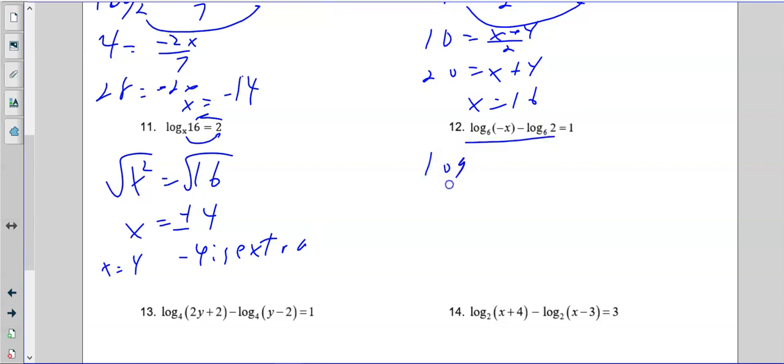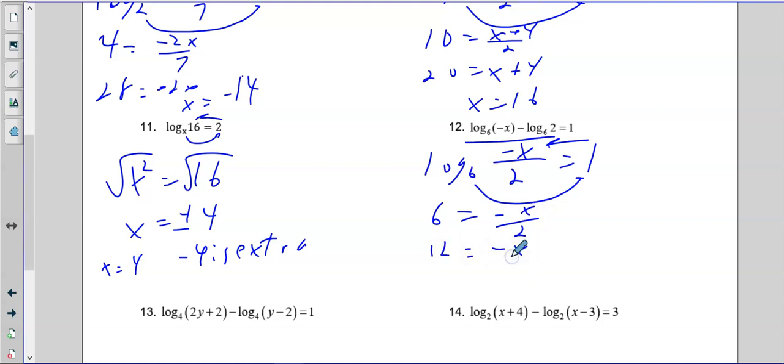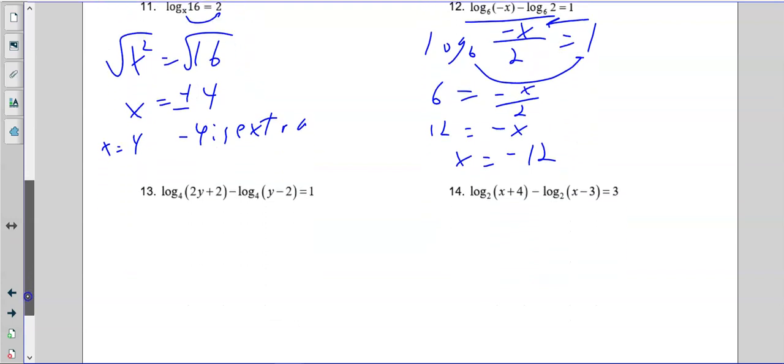Condense. We write log 6 one time. We have a subtraction, that's division. Negative x on the top, 2 on the bottom equals 1. Swish and flick. 6 to the 1, which is just 6, is equal to negative x over 2. Multiply both sides by 2. We get 12 equals negative x. Remember, it's a negative x. Divide by negative 1. X is negative 12. And it does work out.